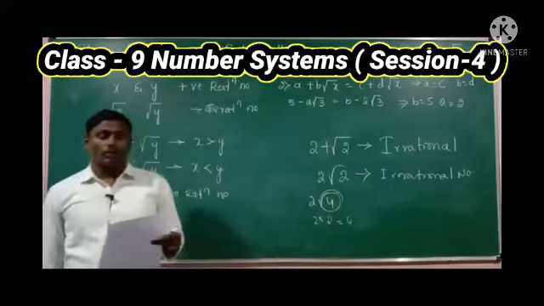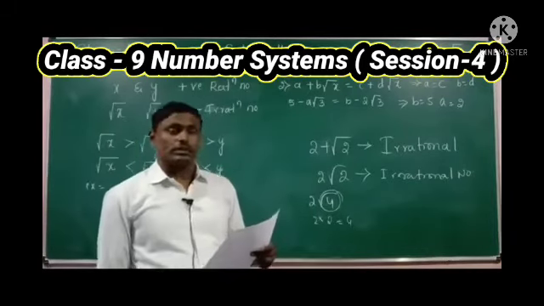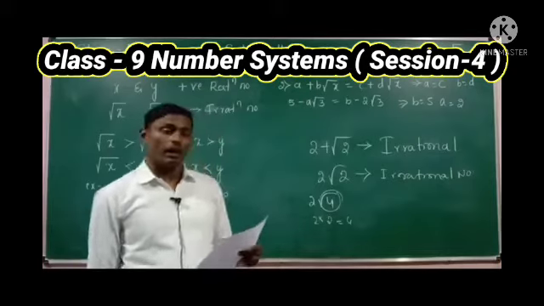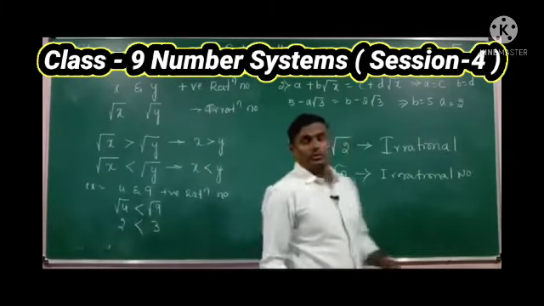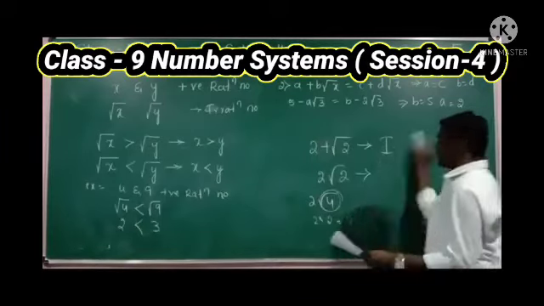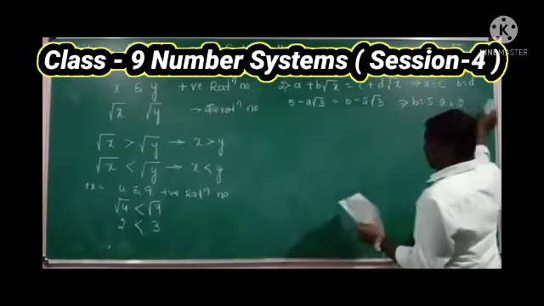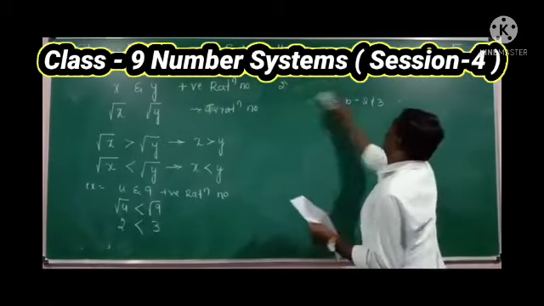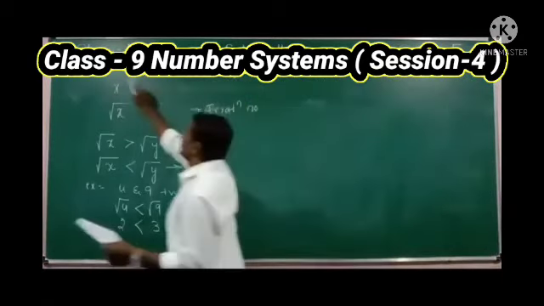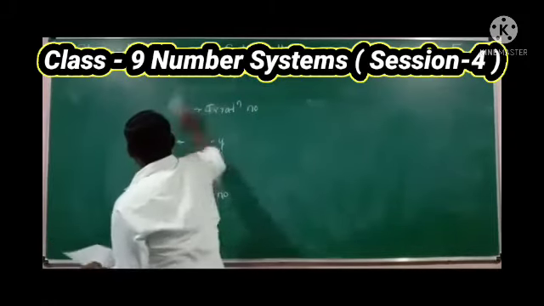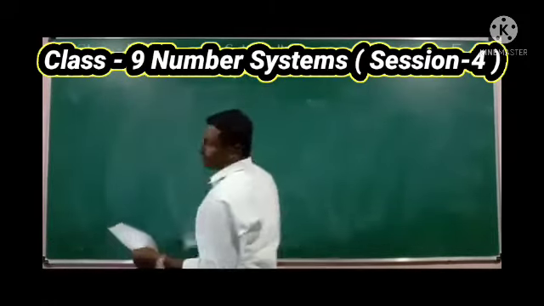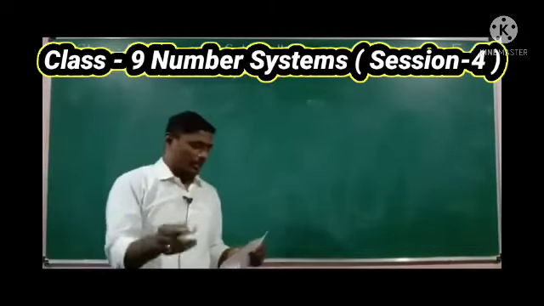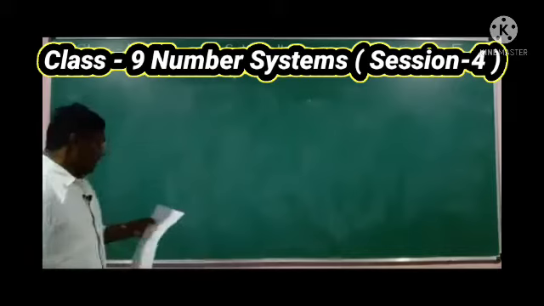The sum of two irrational numbers may be rational or irrational. Now we will discuss this point. The sum of two irrational numbers may be rational or irrational also. In some conditions it may be rational, and in some conditions it may be irrational.